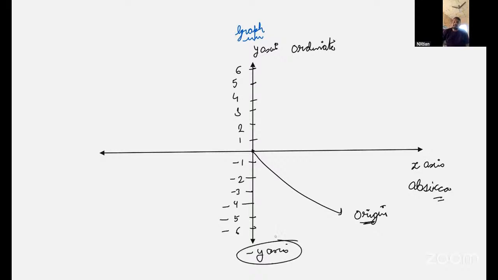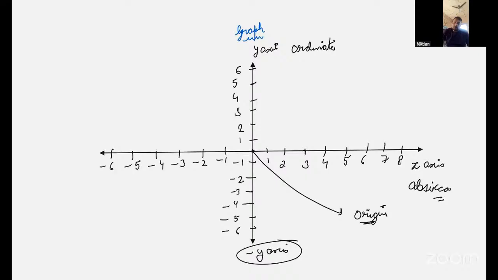In the same way, the right side of the y-axis is called the positive x-axis: 1, 2, 3, 4, 5, 6, 7, 8. Abraham, turn on your camera. And the left of the y-axis is called the negative x-axis: -1, -2, -3, -4, -5, and then -6 and so on. Okay, everyone got this? Yes or no?